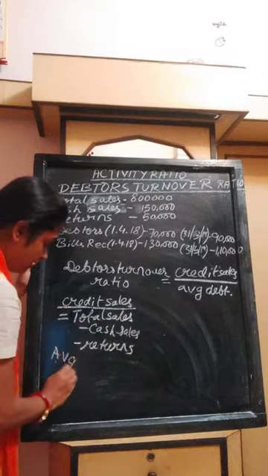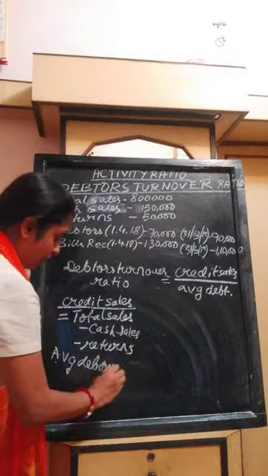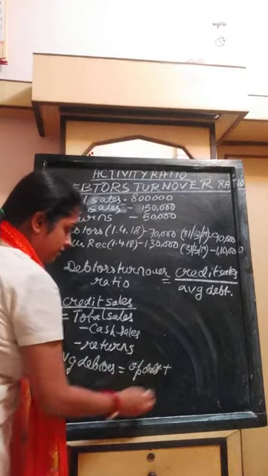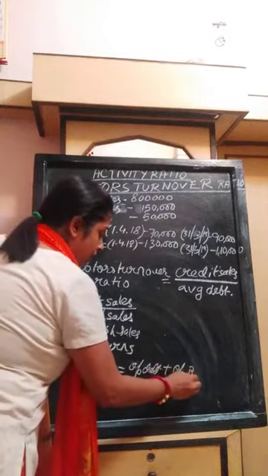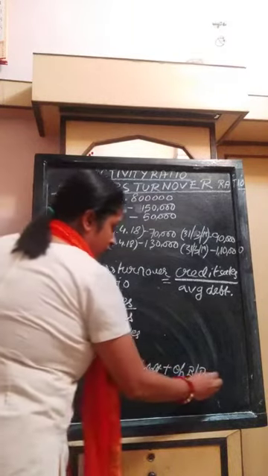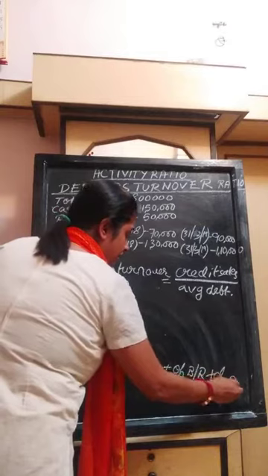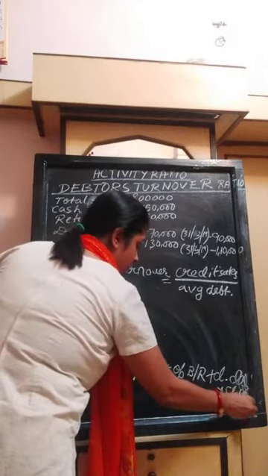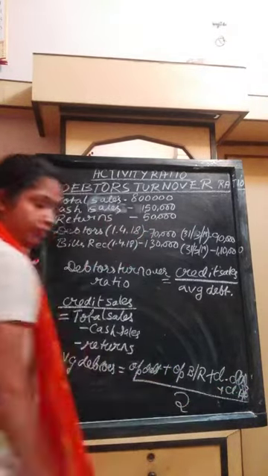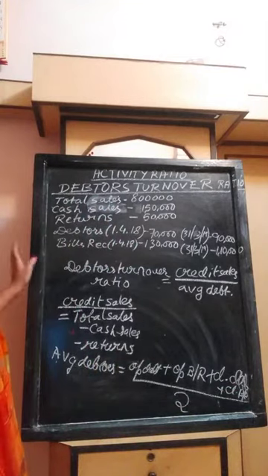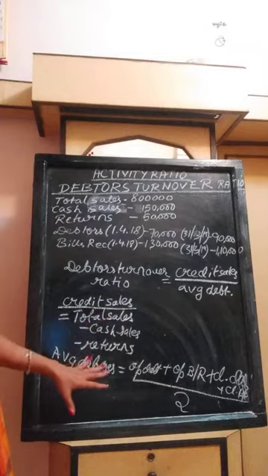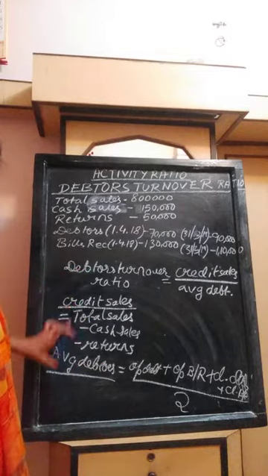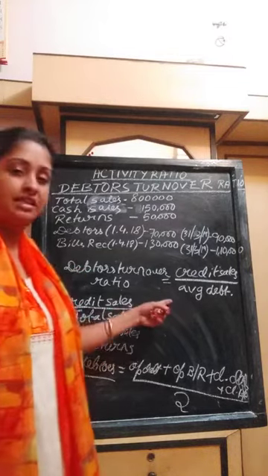Whereas average debtors means opening debtors plus opening bills receivable plus closing debtors plus closing bills receivable, all divided by 2. This is the formula of average debtors and this is the formula of credit sales. We need credit sales and average debtors. These two we will divide to find out the debtors turnover ratio.